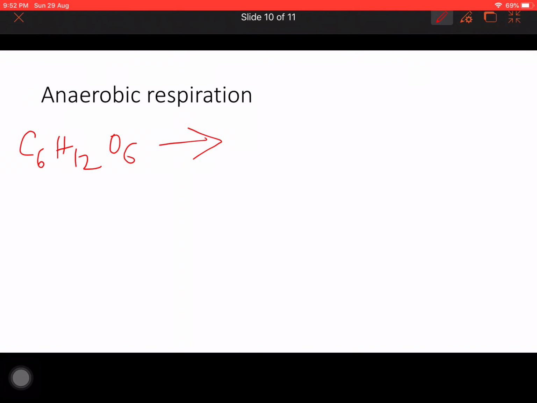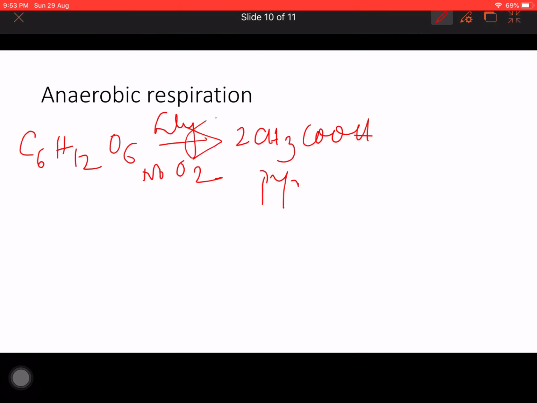C6H12O6. Now glycolysis is happening here, so no O2 is required. Now again we will write the same reaction, pyruvic acid, CH3COOH. Pyruvic acid or pyruvate, we can say that here they are not entering the mitochondria. So fermentation is happening here in the cytoplasm itself.